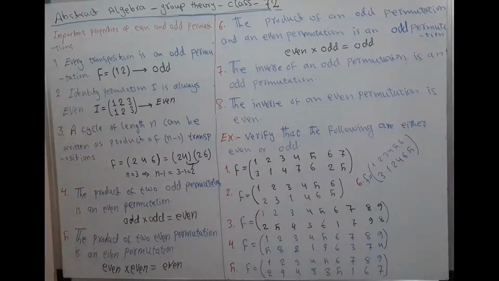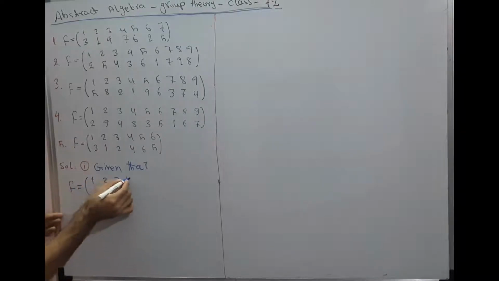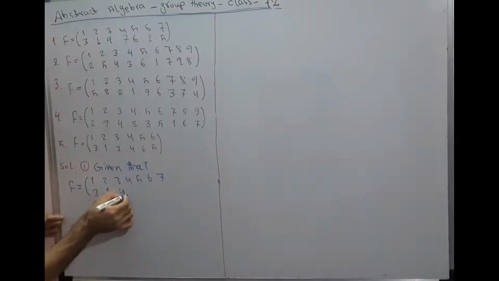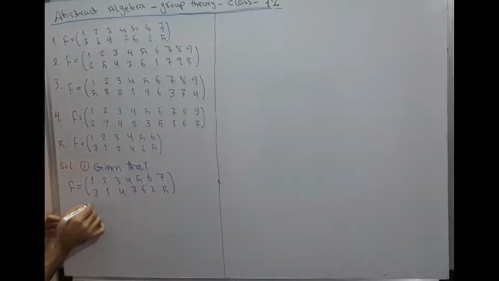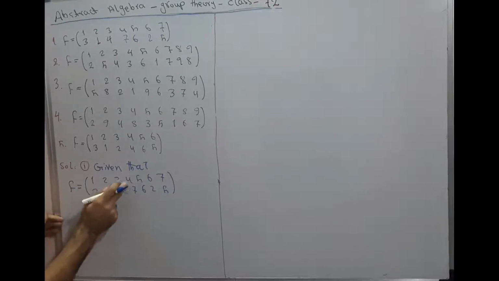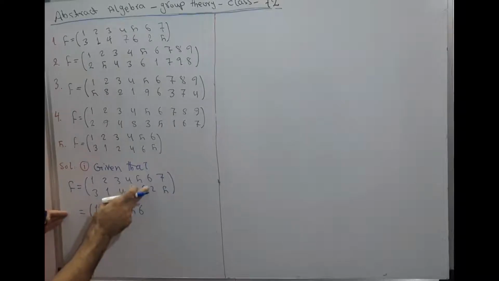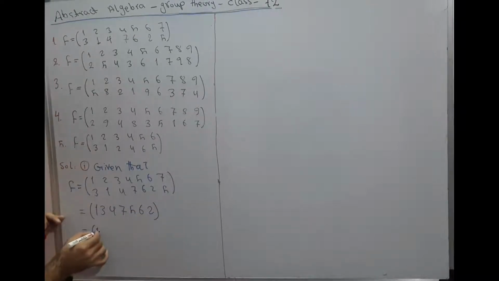Number 1, I'm given that f is equal to (1 2 3 4 5 6 7 / 3 1 4 7 6 2 5). It is equal to 1. Image of 1 is 3. Image of 3 is 4. Image of 4 is 7. Image of 7 is 5. Image of 5 is 6. Image of 6 is 2. Image of 2 is 1. 1 is here. Okay.